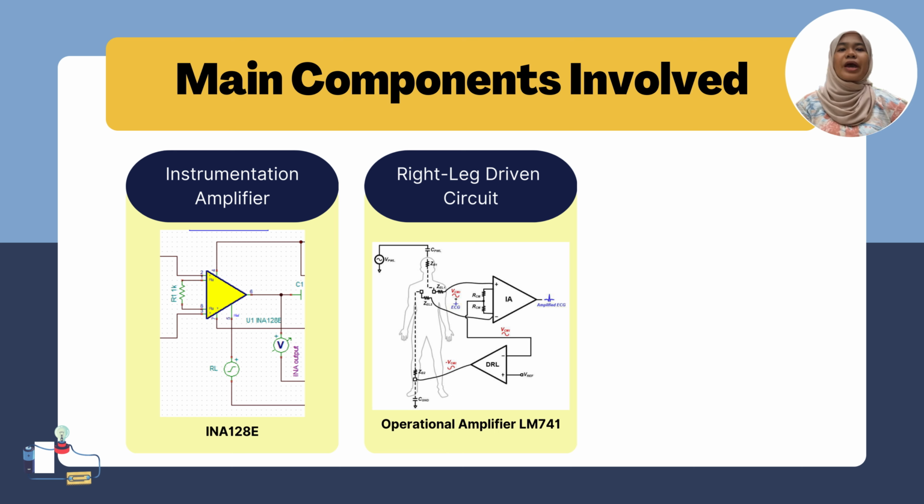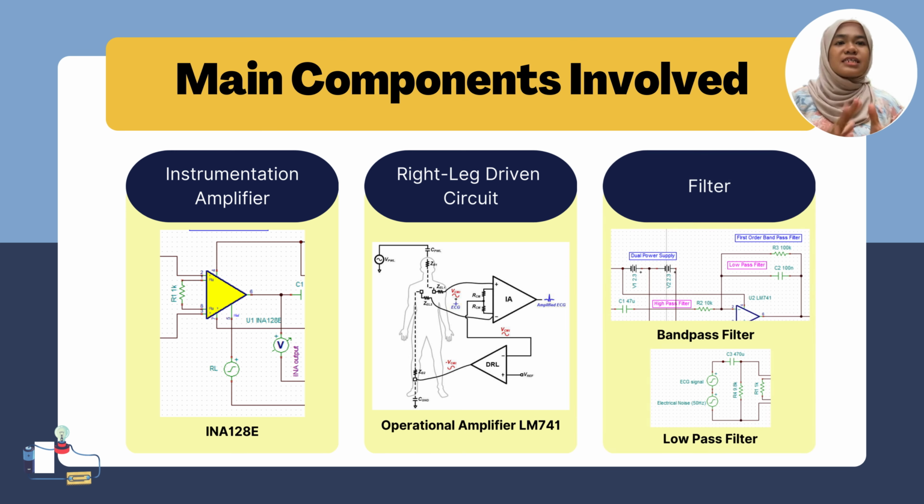This feedback loop enhances the circuit's common mode rejection ratio, resulting in a cleaner signal. In our design, the RLD circuit used the LM741 operational amplifiers, which are ideal for their low noise and high input impedance. The last main component involved is the filter. We use a filter to refine the signal to ensure it is clear and usable.